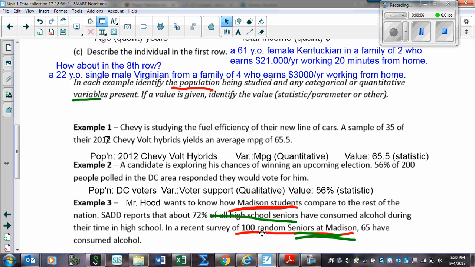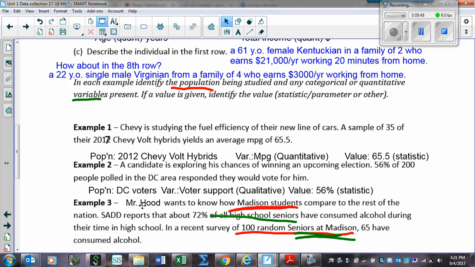65 of those 100 consumed alcohol. So what are these numbers? The 72%, that's a parameter, and that's describing the proportion of all U.S. high school seniors. And so that would be P. P equals 0.72 for all of the high school seniors in the United States. N is the sample size of Madison students selected, and the 65 is going to help us find our statistic. And so for the proportion of Madison seniors who've consumed alcohol, it's 65 out of the 100, or 65%, or 0.65. And so that describes a characteristic of Madison seniors.